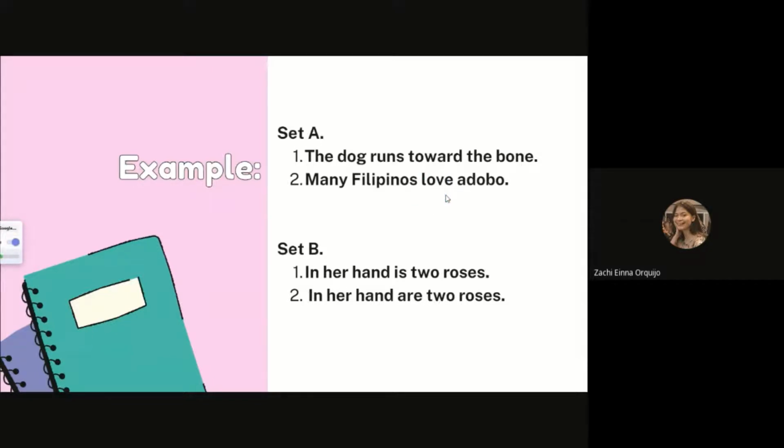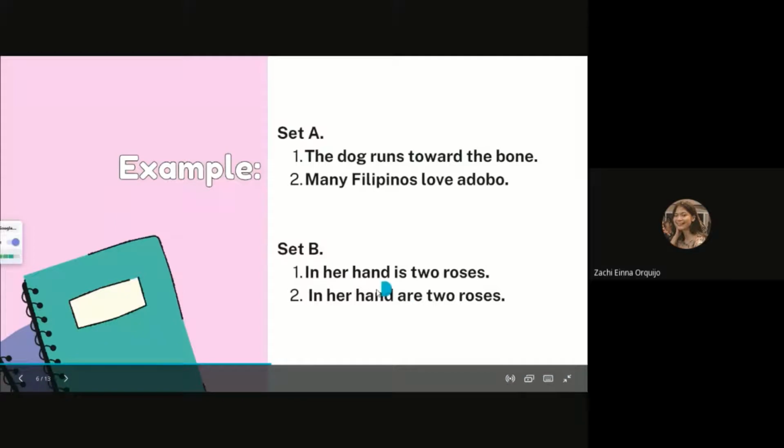However, there are some instances na minsan nauuna naman yung verb bago si subject. So tinatawag natin silang inverted sentences. Ibig sabihin, kapag nauna si verb bago si subject, we call that inverted sentences. Katulad nung mga sentences sa set B. As you can see, sabi dito, in her hand is 2 roses. In her hand are 2 roses.